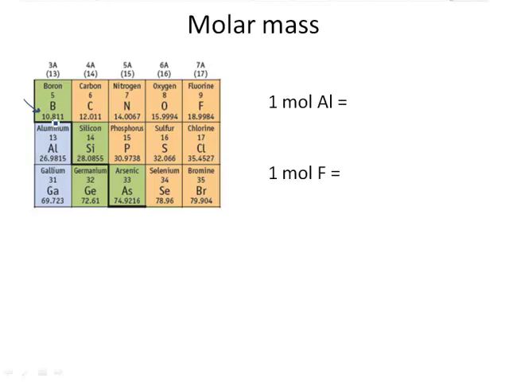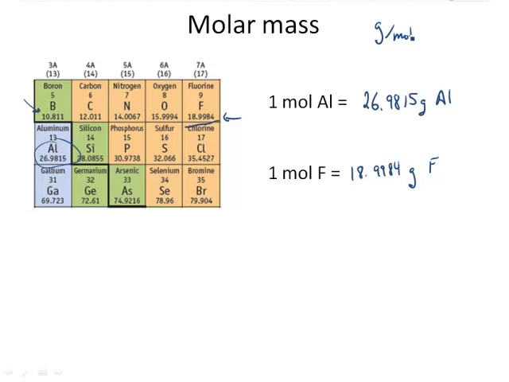So if we look at aluminum, it has an atomic weight of 26.9815, so that means 1 mole of aluminum atoms has a mass of 26.9815 grams of aluminum. Likewise, fluorine has 18.9984 as its listing for molar mass or atomic weight on the periodic table, so that means 1 mole of fluorine has that mass. Molar mass is generally thought of as having units of grams per mole.